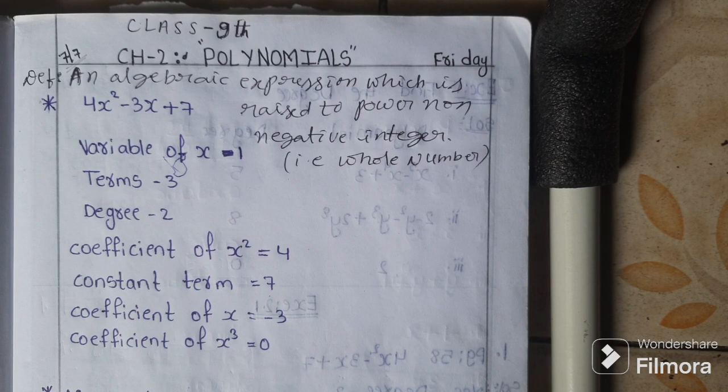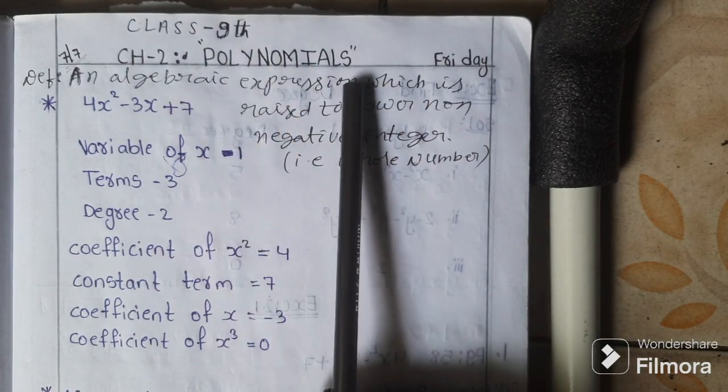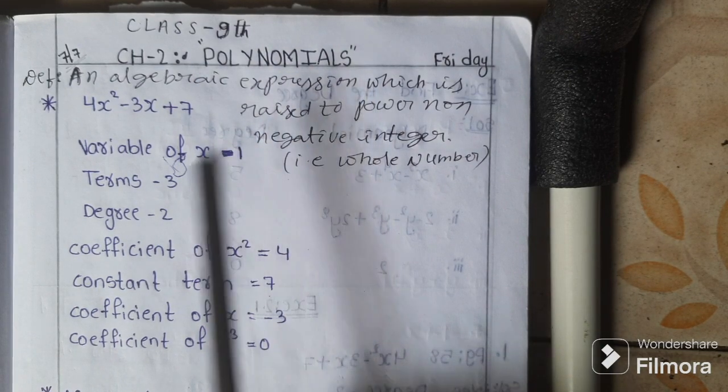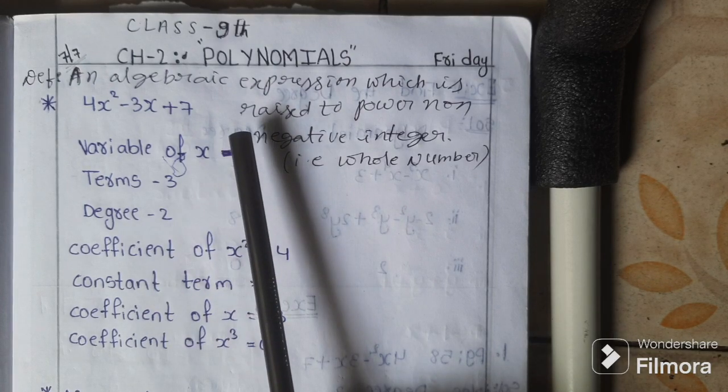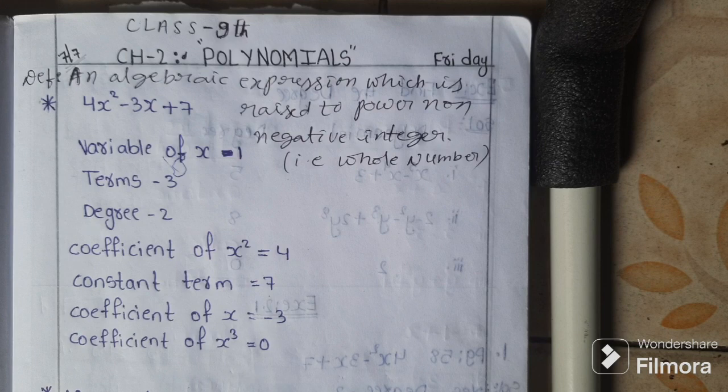Hello children, today we are going to discuss class 9th second chapter, polynomials. We are going to discuss what is a variable. You know that already: variables are x, y, z.